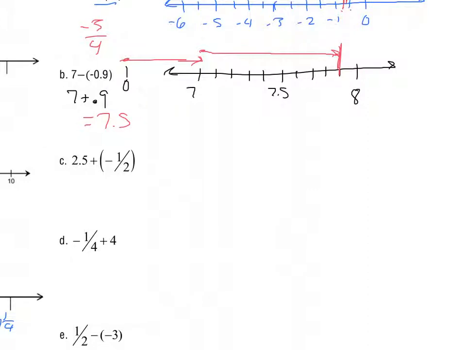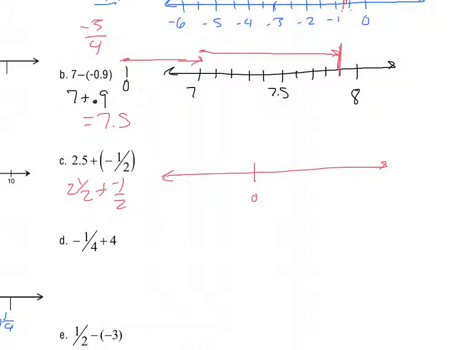Next one, 2.5 and negative 1/2. So I need to either change one of these to a fraction or one of these to a decimal. For me, I think this is just easier to make this 2 and 1/2 plus negative 1/2. Throw this one on a number line. It looks like we're going to be all in the positive here.